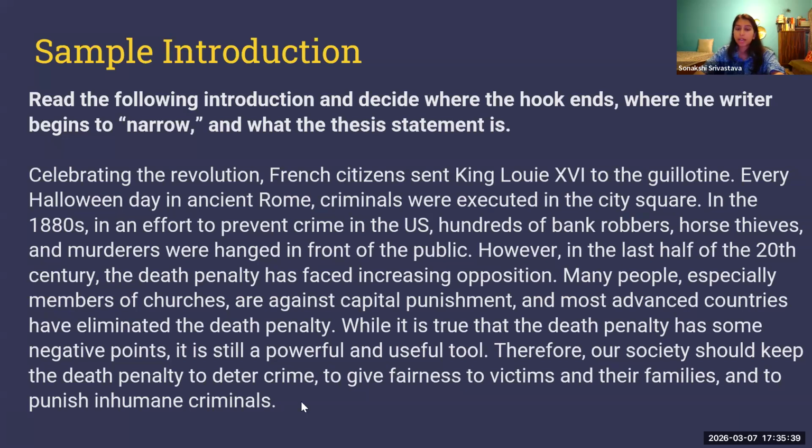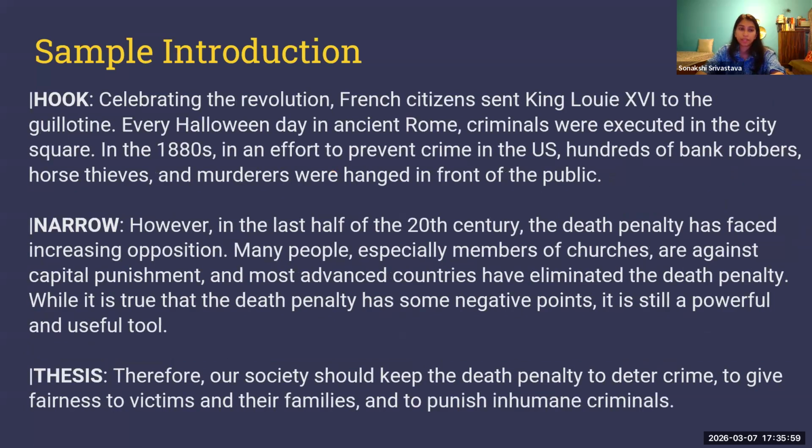Now, again, to understand, this is not the most perfect of introductions, okay? Treat it as an example where you know how to start, what the hook is, and how you actually begin to narrow down to figuring out what the thesis statement should be. And I have it solved for you. So, in case you did it for your own self, you can cross check if you managed to get it right.